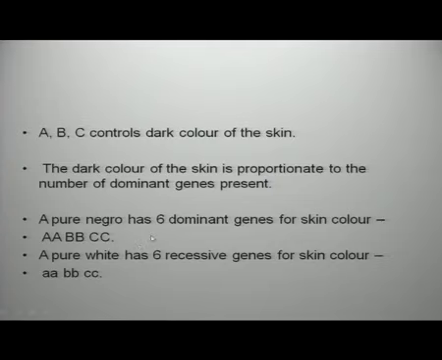And at the same time, if these 3 independent pairs of genes are recessive, then it will be the pure white form. We can represent it as small a, small b and small c.